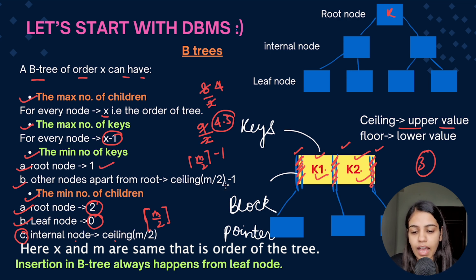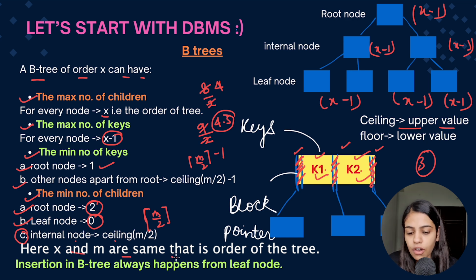The other nodes can have a ceiling of m by 2 minus 1. The maximum number of keys every node can have is x minus 1, where x is the order of the tree. So insertion in a B tree always happens from the leaf node. You have to make sure that whenever you are inserting any value in the B tree, it always happens from the leaf node. It doesn't happen from the root node. So we have to insert the value only from the leaf node.